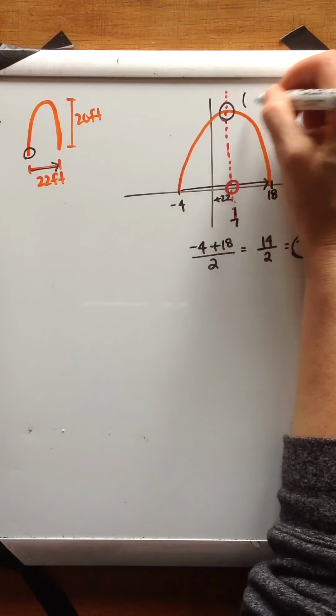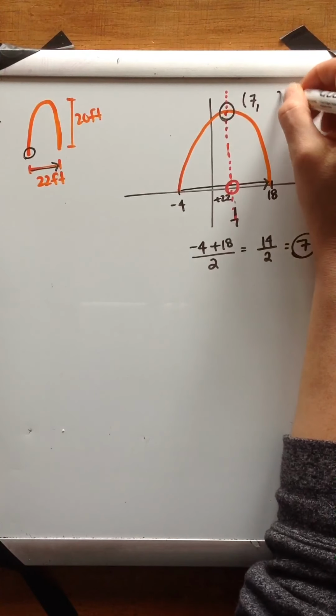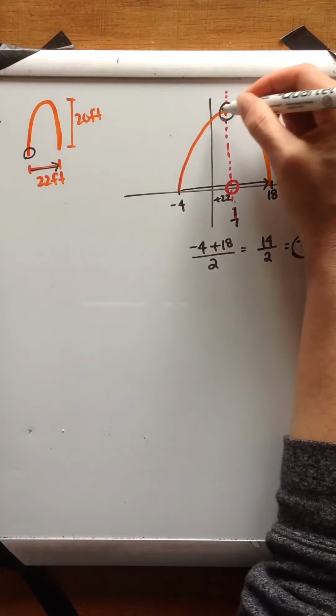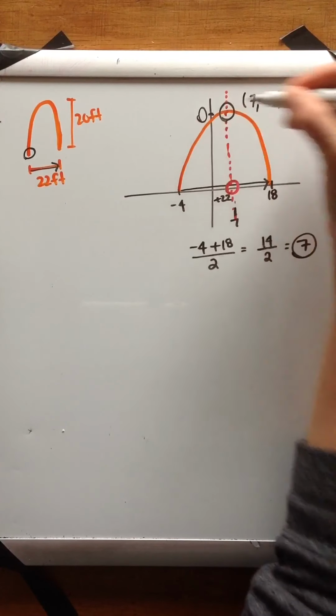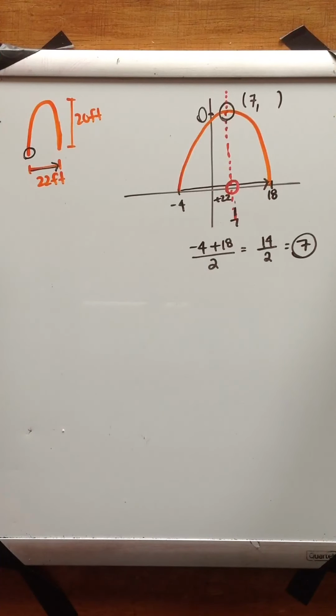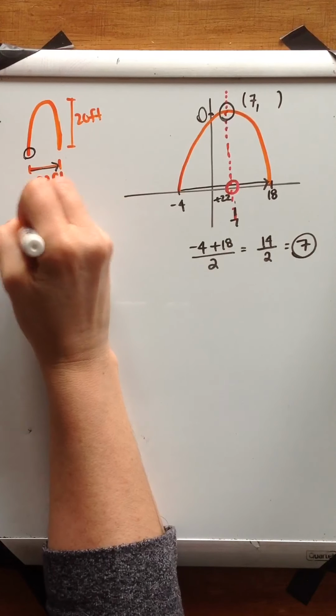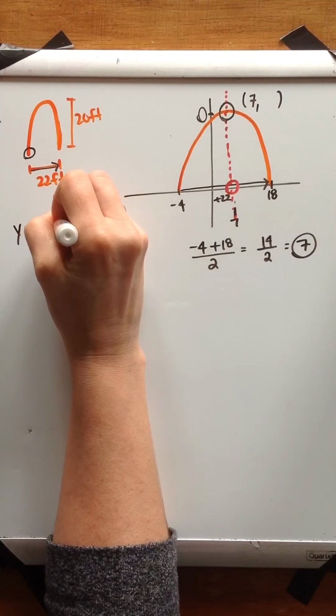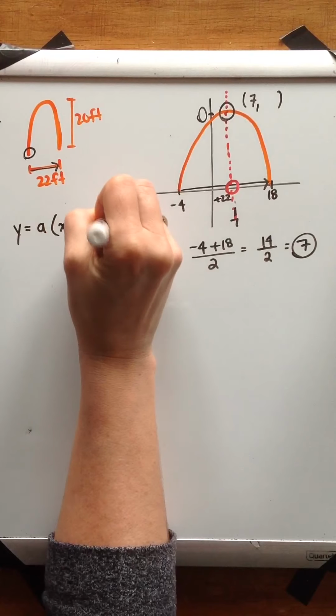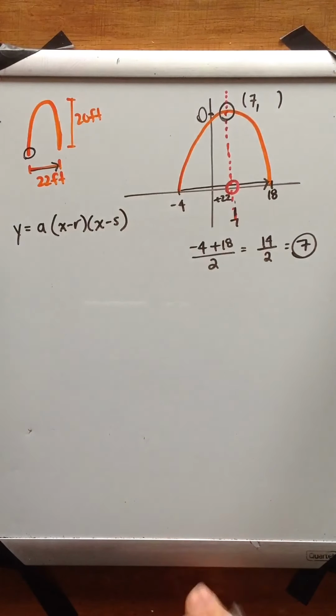So if I want to find the coordinates of the vertex, I know that it's 7 something. How do I find the something? Well, I can plug it into an equation, except that I can't in this case because I don't have an equation. How could I get an equation for this parabola? And let's remember that the equation that we're looking at today is in factored form or intercept form.